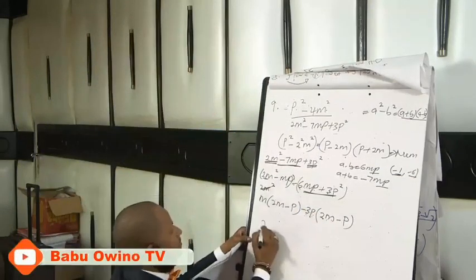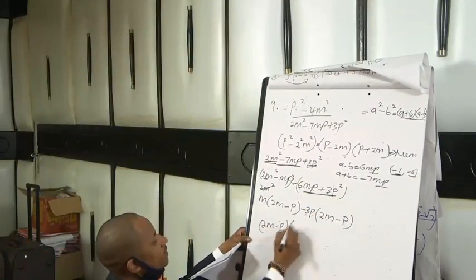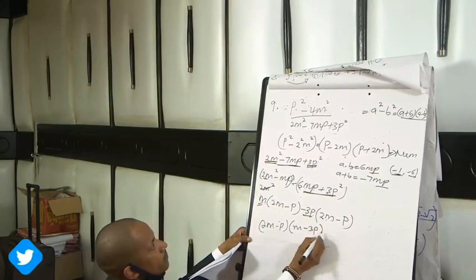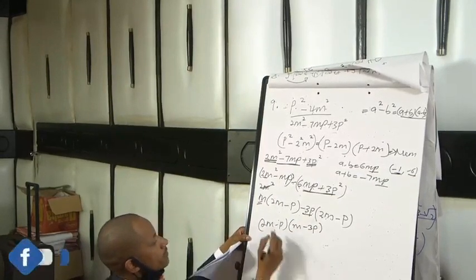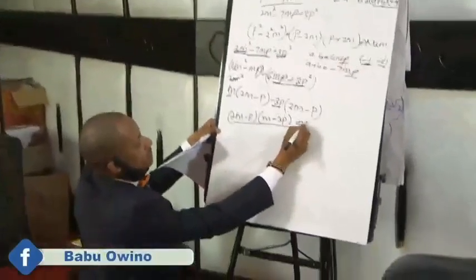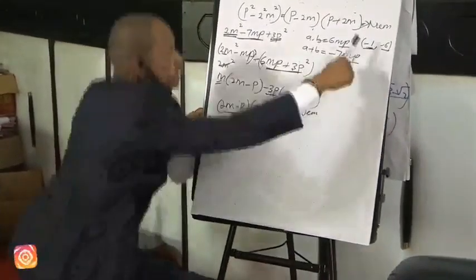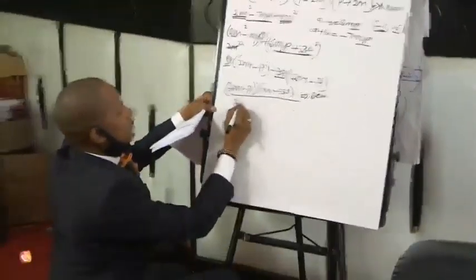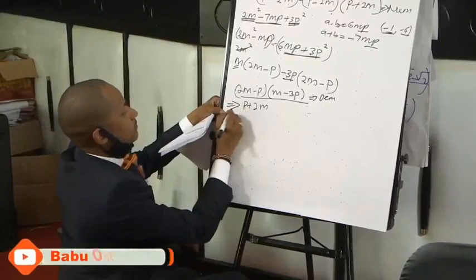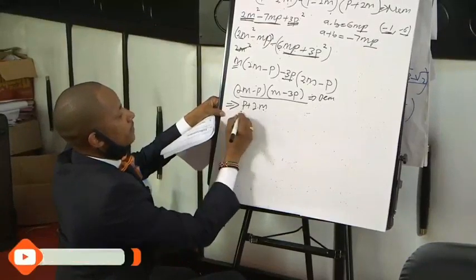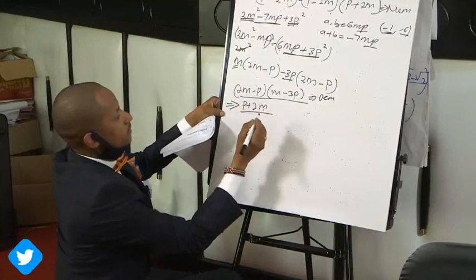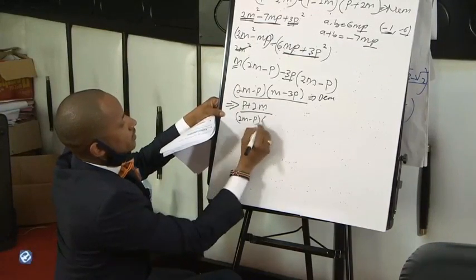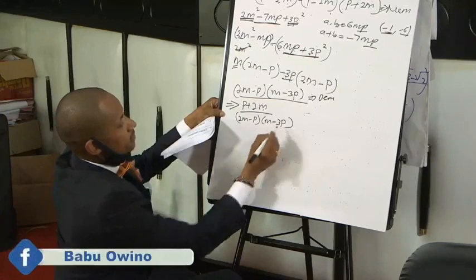So you just collect them together: 2m minus p, into, take this m, then take this minus 3p. This is the denominator. So remember our numerator is this, which is p plus 2m, divided by our denominator, 2m minus p into m minus 3p.